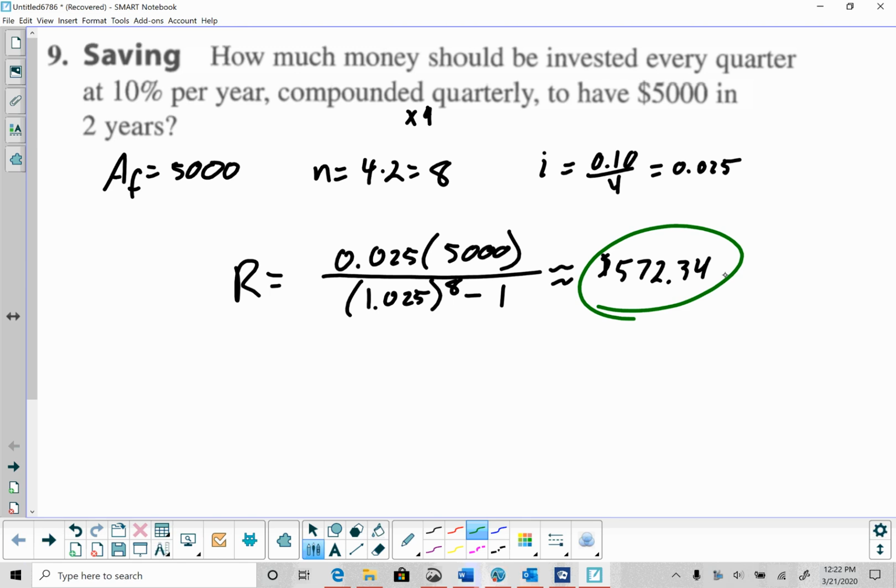Again, the power of earning some interest here. Every quarter for 2 years, that's only 8 times. And putting $500 into an account 8 times is only going to get you $4,000. But because of the interest, in the end, you're going to have an extra 1,000.